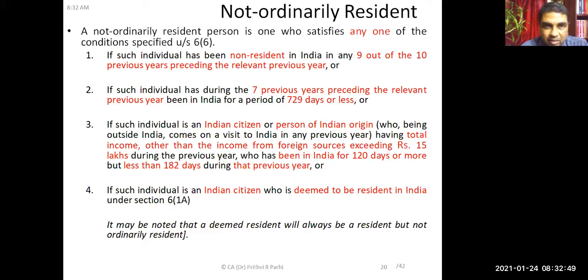Yes, sir. Okay. Now, in order to proceed further, we have to first understand what is the meaning of not ordinarily resident. As you know, the concept of not ordinarily resident or ordinarily resident comes in case of only two kinds of persons. Who are these two kinds of persons? Who can tell me?